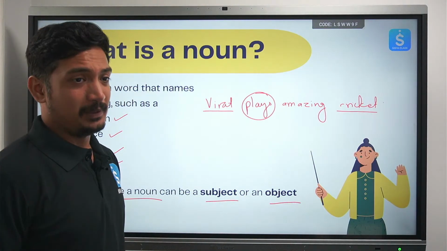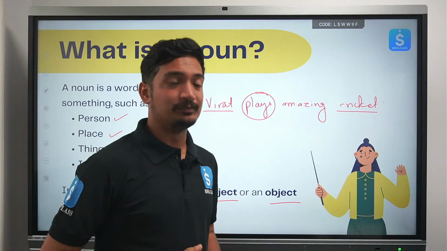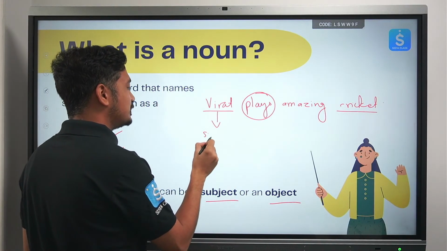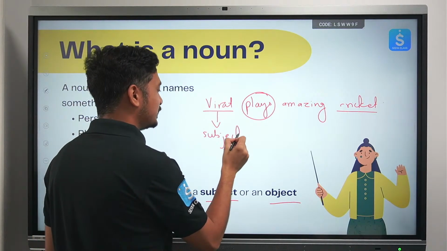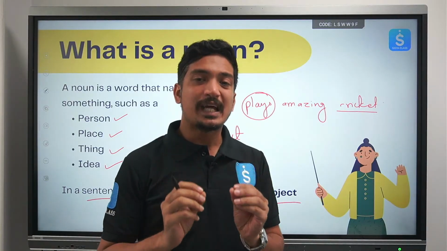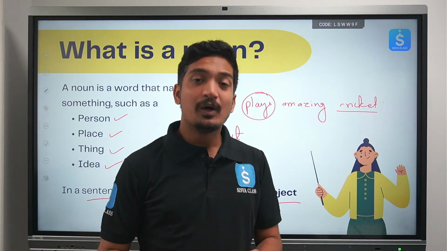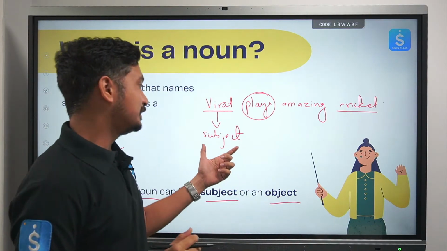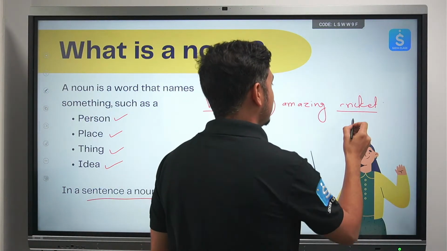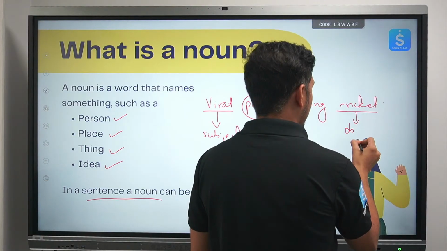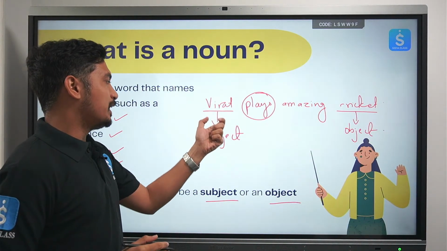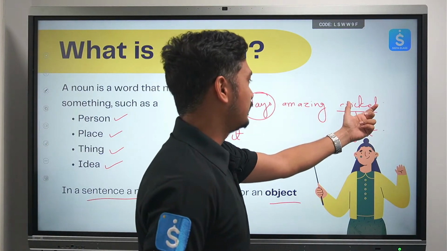Now, who is playing? Who is doing the action? The action is done by Virat, and therefore this becomes the subject. In a nutshell, what we understand is that in a sentence, the noun which actually does the action will be considered as the subject, and the noun on which the action is done will be considered as the object. And therefore in this sentence, Virat is the subject and cricket is the object.